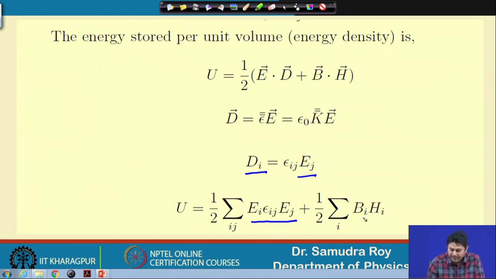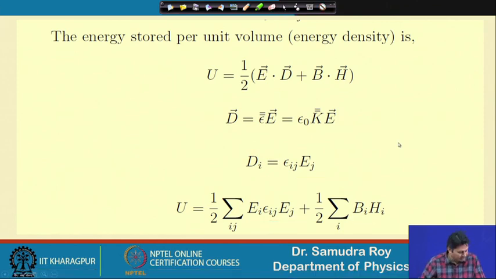In a similar way, B can be represented, but I am not writing B and H, because I am not bothering about this term. This is a magnetic term due to the magnetic effect, but as I mentioned in my last class, we are using materials where the magnetic effect is not there. I am only interested in the electric property, the dielectric constant, which is important here. So, I write U in this component form.